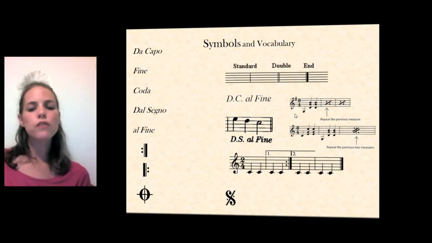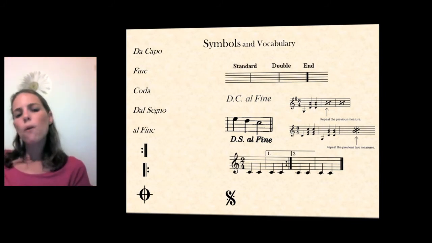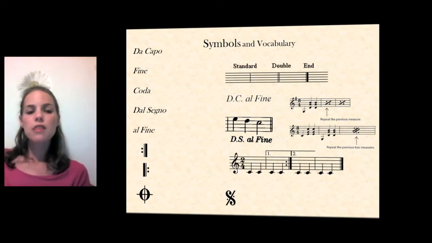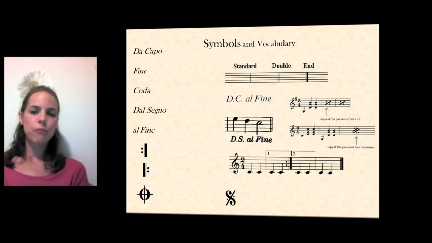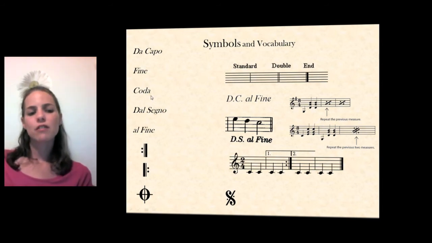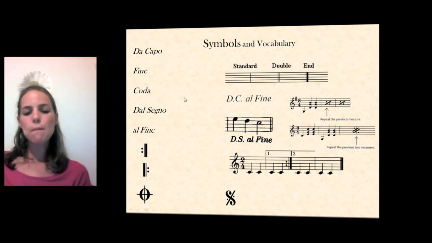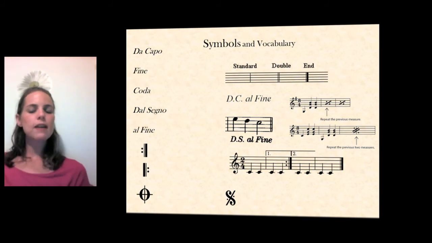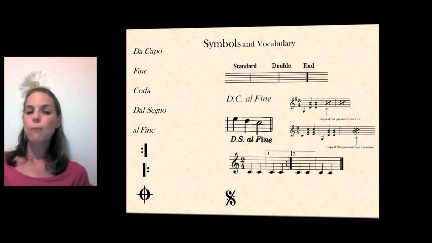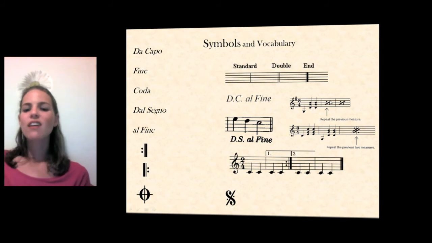So let's quiz you on a few of these symbols. What is the symbol or word that means a passage at the end of a piece? Good job. The coda. What about if I wanted you to repeat the previous measure one time? Good job. The repeat measure.